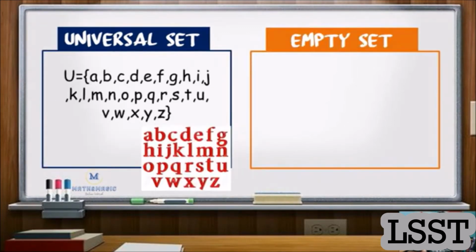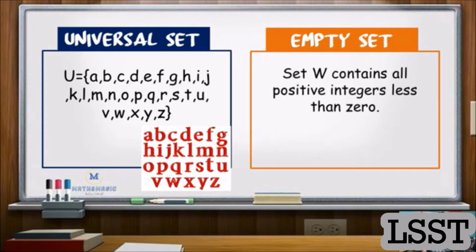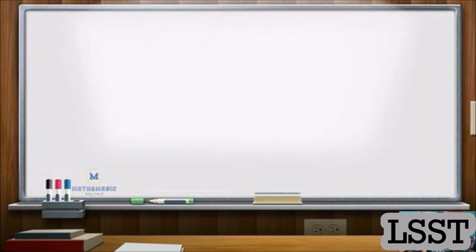Okay, as an example, the set U is the set of small letters of the English alphabet, while in empty set you have set W contains all positive integers less than 0. So take note that positive integers are greater than 0. So set W has no elements.